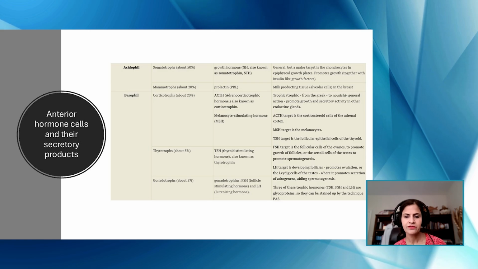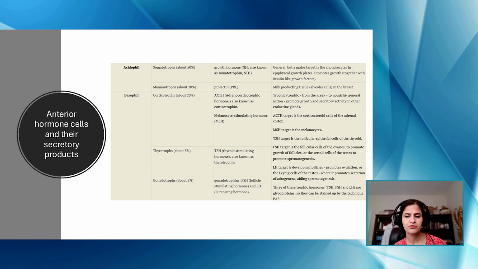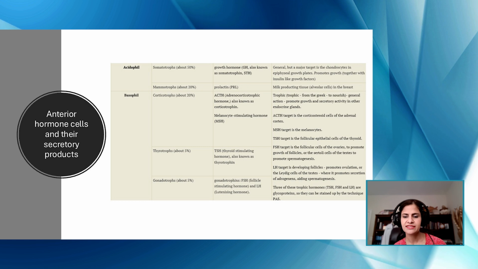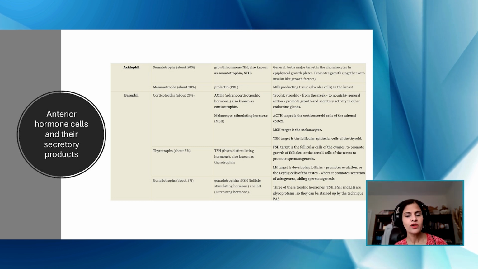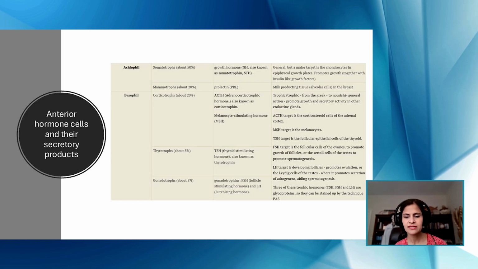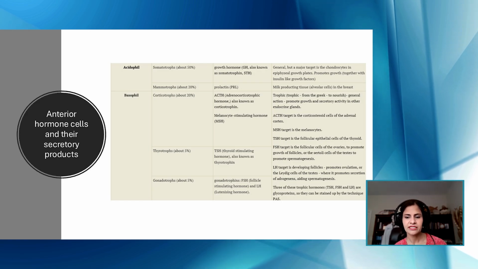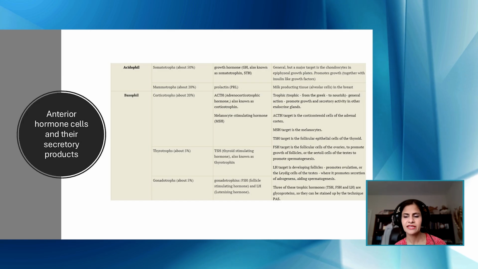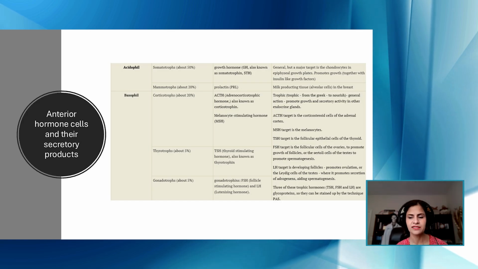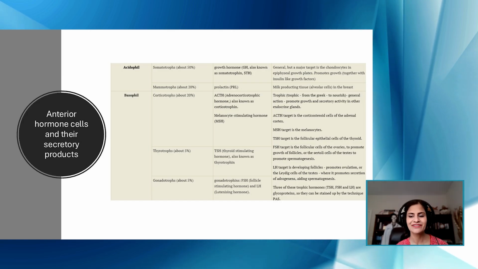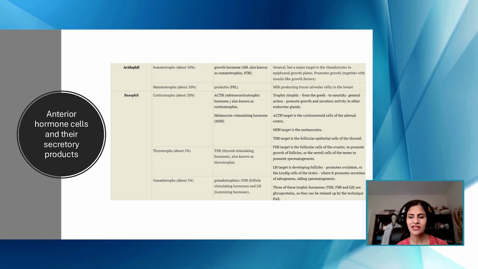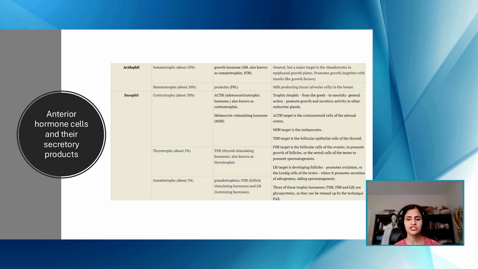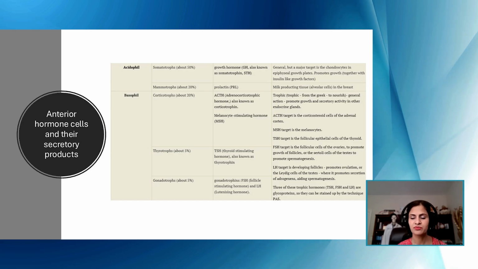Then we have thyrotropes, and thyrotropes produce TSH, and TSH targets the follicular epithelial cells of the thyroid. We also then have the gonadotropes, that's last but not the least. They produce FSH and LH, and FSH targets the follicular cells in the ovaries to promote growth of follicles, and it also targets the Sertoli cells of the testicles to promote spermatogenesis. Then LH targets the developing follicles and also promotes ovulation, and Leydig cells of the testicles promote secretion of androgens and spermatogenesis.